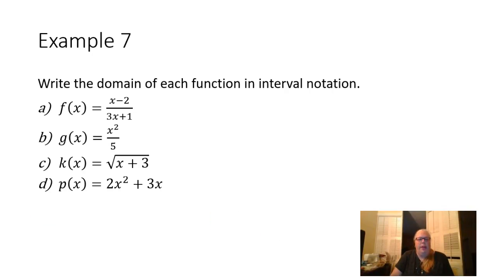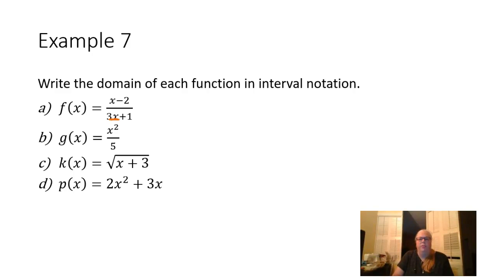To find the domain of a function based on its equation, we're going to follow the rule that the domain for any function is all real numbers unless we have a variable in the denominator or a square root somewhere in the problem. Example 7 is asking us to write the domain for each function in interval notation. Okay, let's look at A. Part A actually has a variable down here in the denominator.